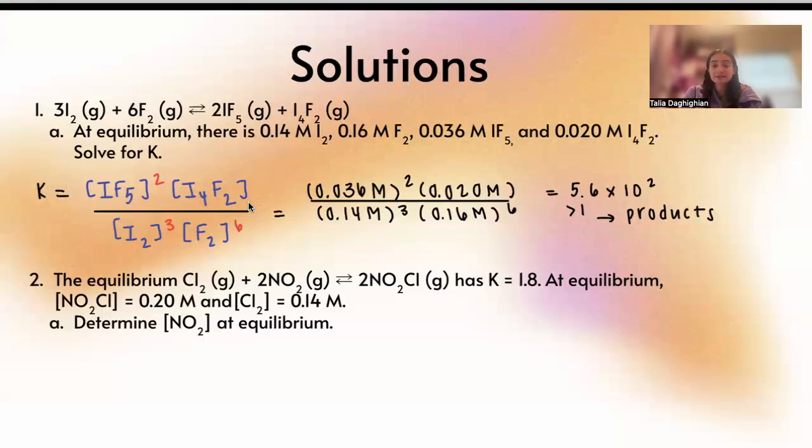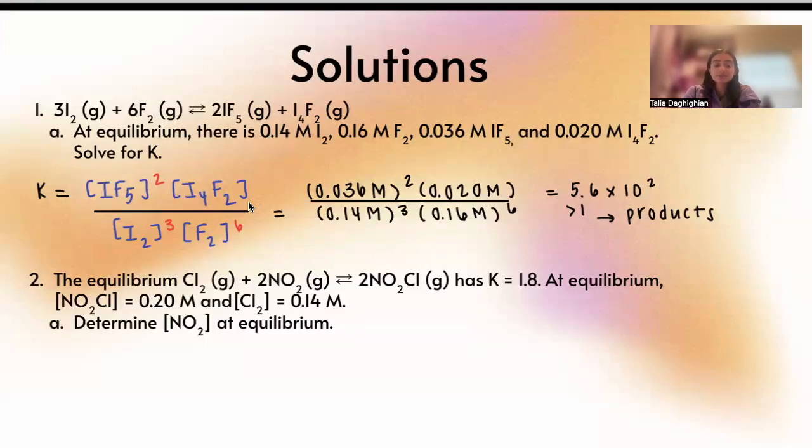And we get 5.6 times 10 to the second power. I did this because I wanted to have 2 sig figs because all of our concentrations are given in 2 sig figs. You could also write 560, that would work too. And because our K is greater than 1, our equilibrium favors the products.